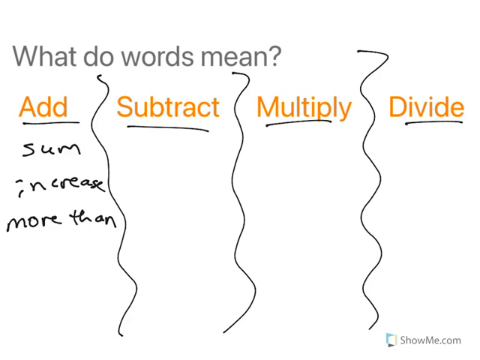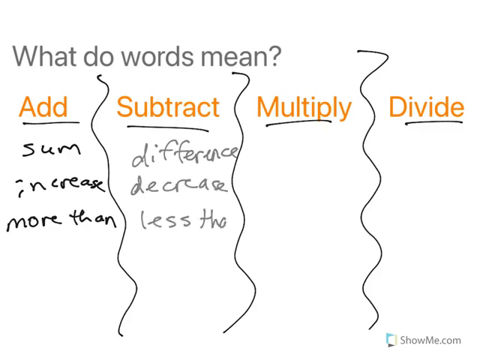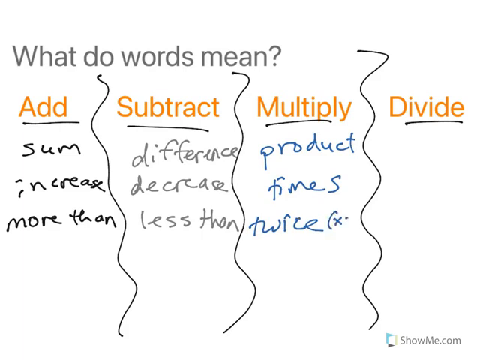For subtracting, we talk about difference. The difference between two numbers means to subtract. Decrease, you know, decreases by 5, or less than. Those all tell you to subtract. Multiplying, we talk about the product of two numbers. This times that. Or sometimes you might hear twice something or three times something, but twice tells you to multiply by 2. And then we get to division.